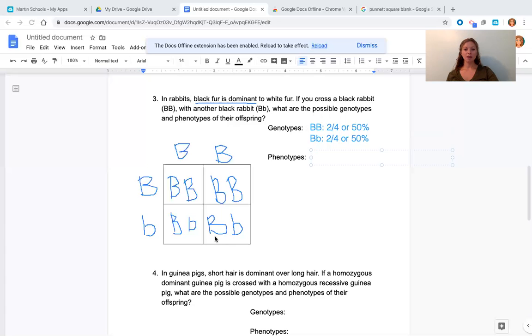Because even here, when I have a capital B and a lowercase b, the dominant gene always comes out over the recessive. Okay, so here, black fur, my odds of having black fur are 4 out of 4 or 100%. Okay, and that's it for that one. These are my possible genes, and these are my possible physical characteristics. The only possibility I have is having black fur.